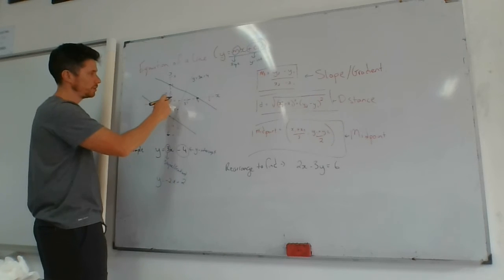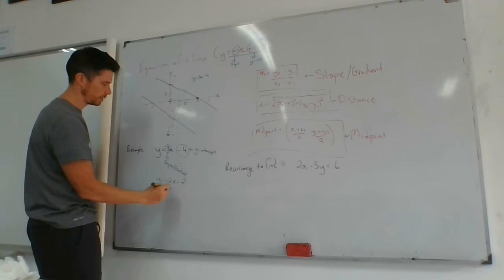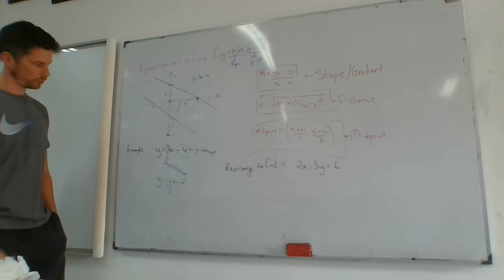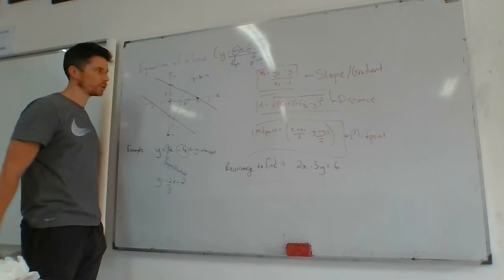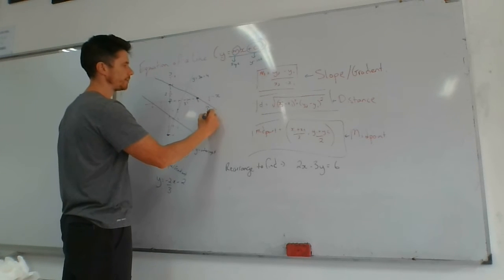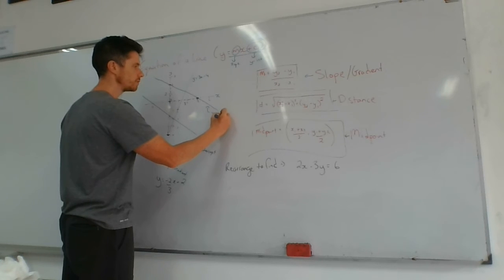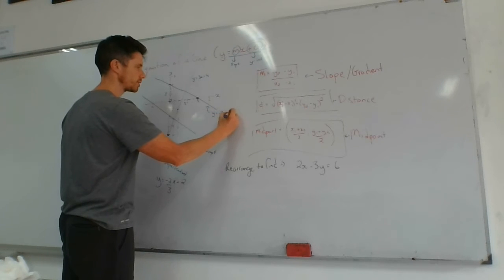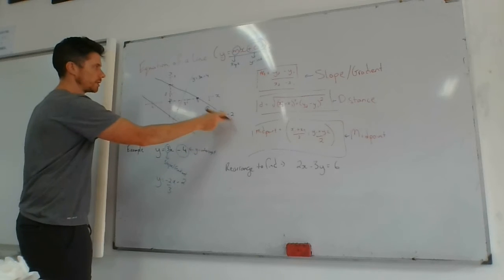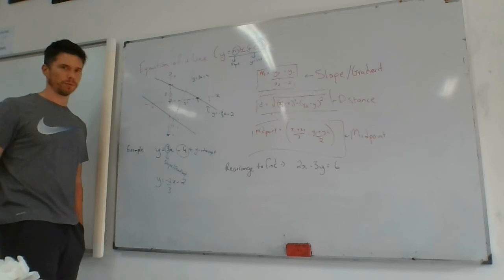because it's gone down 2. For the 3, it's run over. And it's -2/3 is the slope. And that's it. That's the equation of this line. Y is equal to -2/3 x plus 2. So the y-intercept is 2, the slope is -2/3.